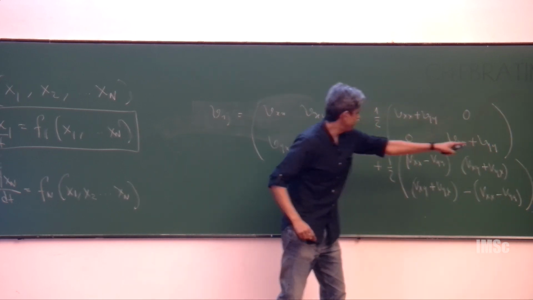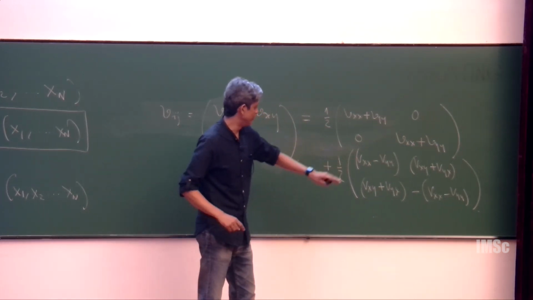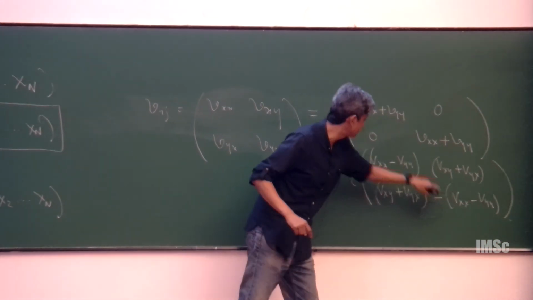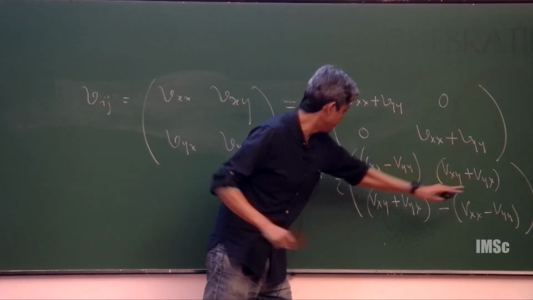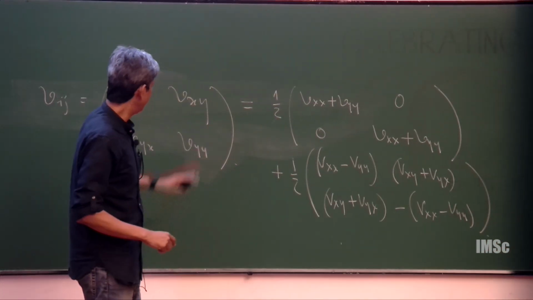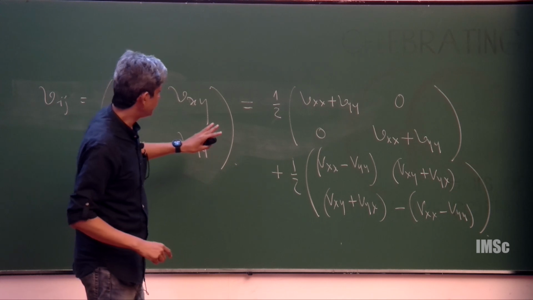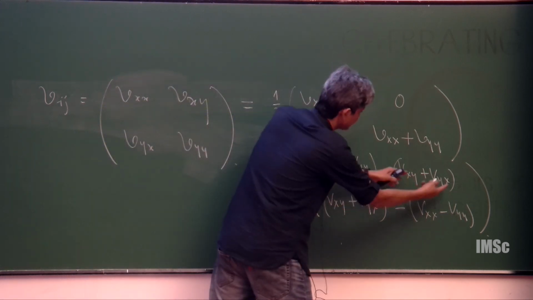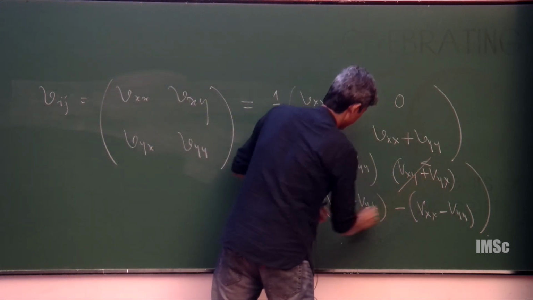Actually, I have another term in the decomposition which I have ignored, where only the diagonal terms are 0 and the off-diagonal terms are the difference. For the moment, let's ignore that. Now think of a simple scenario where this xy or yx I am dropping.